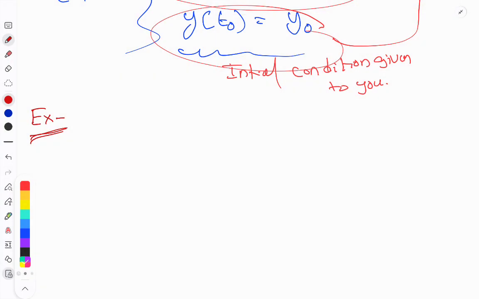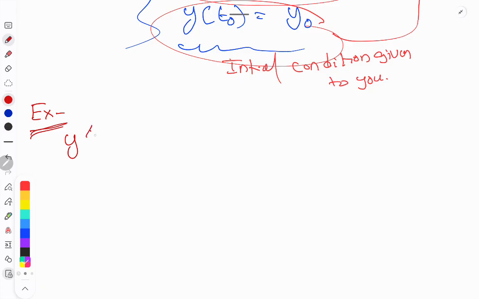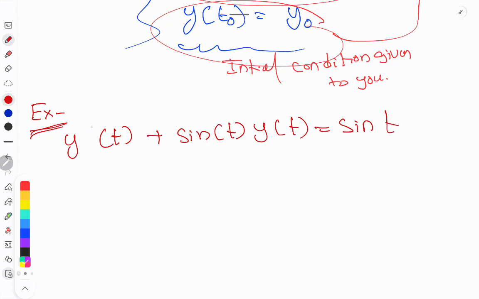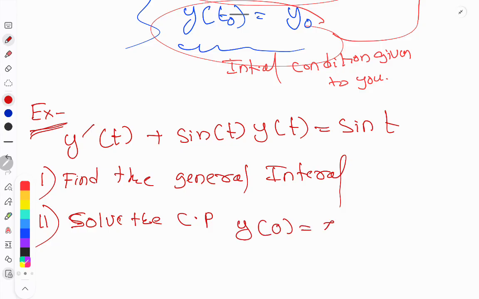Okay, let me resume, and now we will see a problem related to the Cauchy problem. We have the exercise y'(t) plus sine t y(t) equals sine t. Yeah, this is the question. The first question is find the general integral. Question 2, solve the Cauchy problem with the initial condition given to you, y of 0 equals pi by 2.